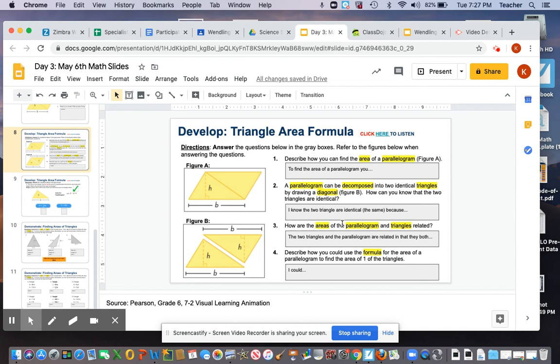How are the areas of the parallelogram and triangles related? Let's think. We started off with a parallelogram here. We cut it in half to get our two triangles. How do you think the areas are related? If the area of a parallelogram is base times height, now my triangle is half of that parallelogram. What do you think the area of a triangle might be?